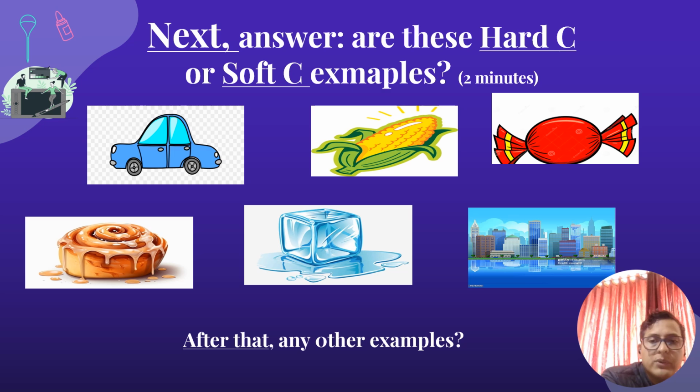Here we have some examples. For instance, car, corn, candy, cinnamon, ice, city. So basically they have to classify, and once this is done, they have to answer the next question, which is if they know any other examples. It could be related to food, school supplies, etc.